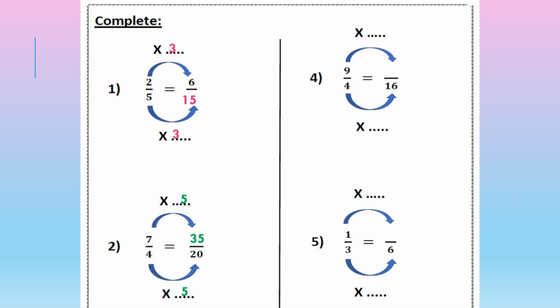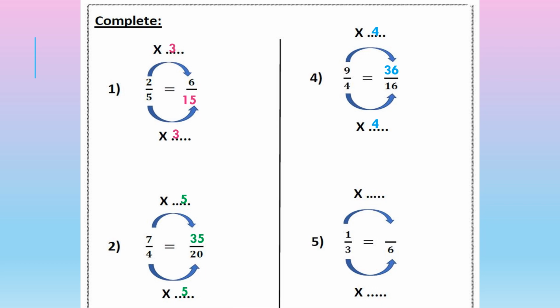Number 4, 9 over 4 equals what over 16? Look at the denominator. The denominator here is 4 and here is 16. So 4 times what equals 16? 4 times 4. So I will multiply the numerator by 4. 9 times 4 equals 36.